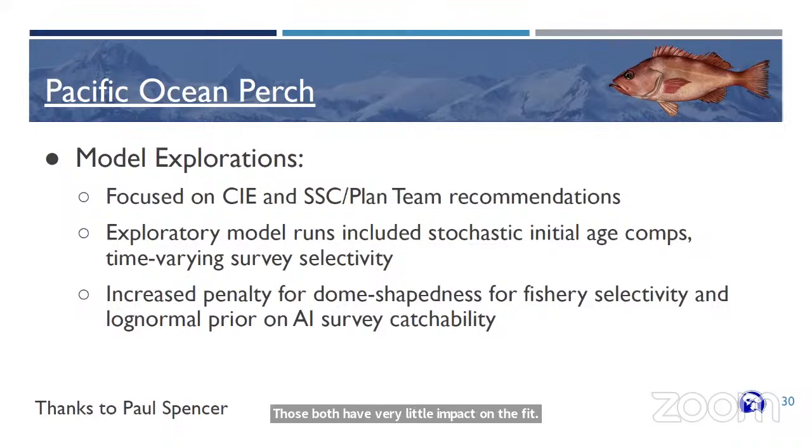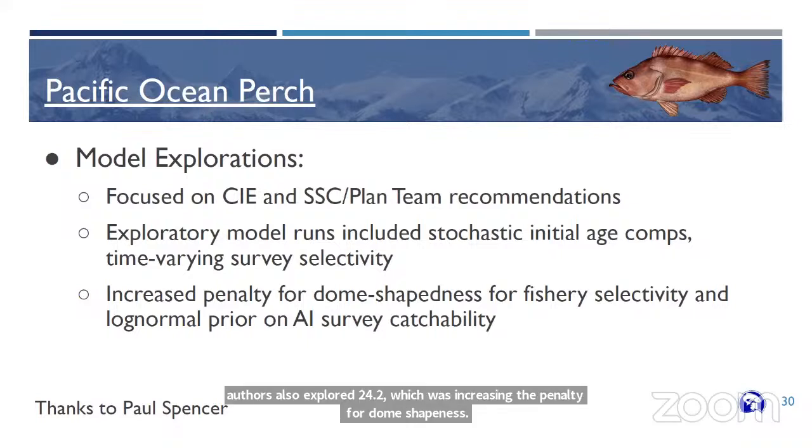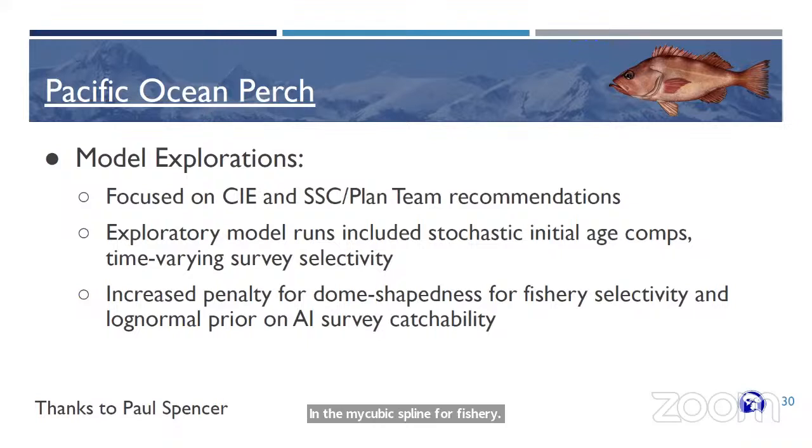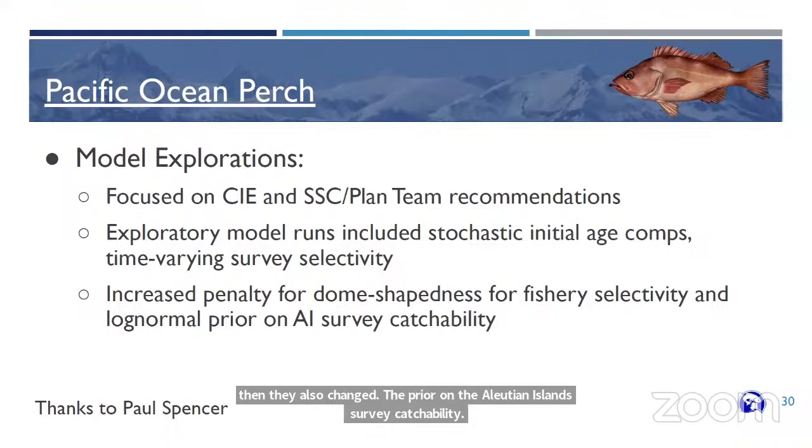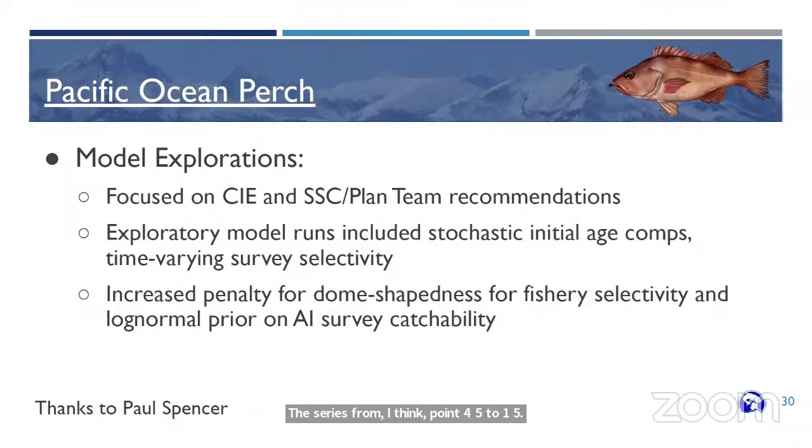The authors also explored 24.2, which was increasing the penalty for domeshapedness in the bicubic spline for fishery selectivity. It went from 10 to 30, and that was to address the multimodal pattern in those recent years in fishery selectivity. And they also changed the prior on the Aleutian Islands survey catchability. The CV changed from, I think, 0.45 to 1.5, which is more in line with field work estimates.